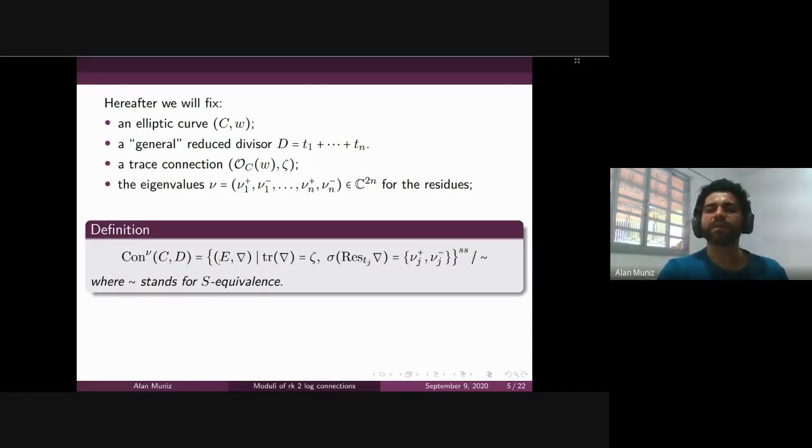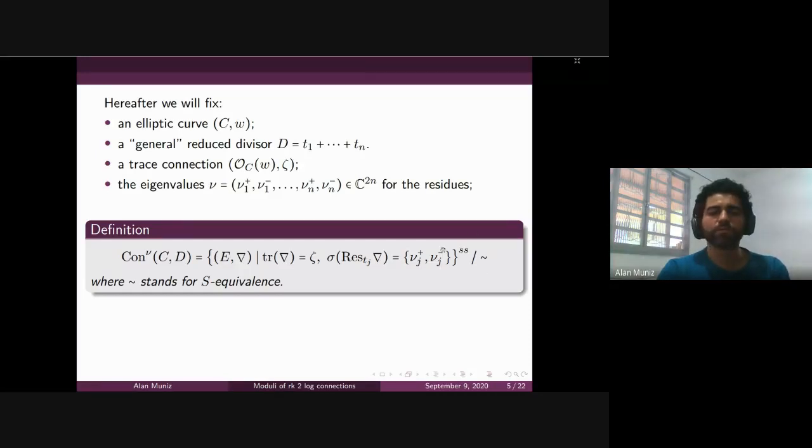You take the pairs of vector bundles of rank 2 on C, with connections logarithmic with respect to D, with fixed trace and fixed spectrum, and here we take the semi-stable locus and mod out by S-equivalence.